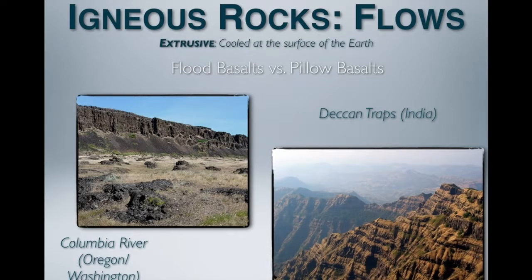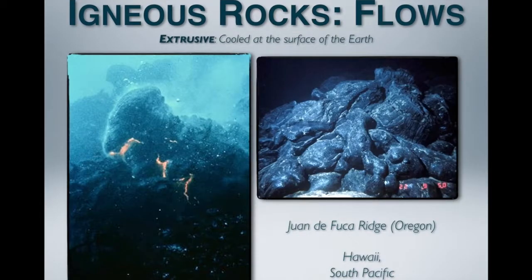And we have two different examples here: Deccan Traps in India and the Columbia River system in Oregon, Washington has these represented. Then we also have flows that are underwater. And so with flood basalts, because they're exposed to air, they cool much slower than if it is exposed to water. And therefore we get these large flood basalts.